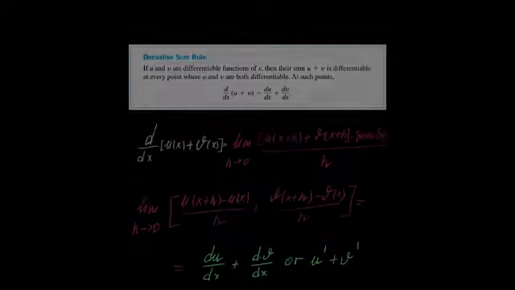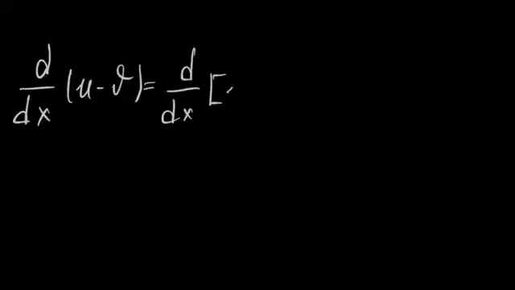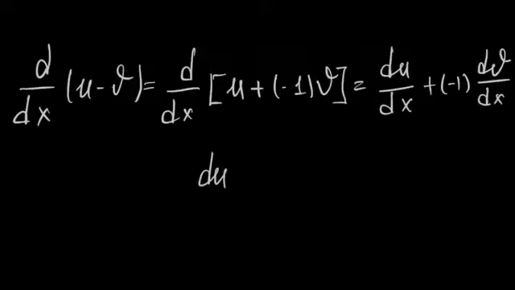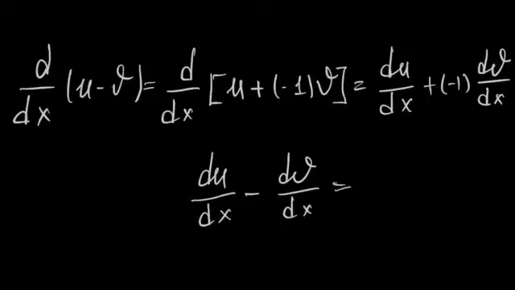Combining the sum rule with the constant multiple rule gives the difference rule, which says that the derivative of a difference of differentiable functions is the difference of their derivatives. The derivative with respect to x of u minus v equals the derivative with respect to x of u plus negative 1 times v. This equals the derivative of u with respect to x plus negative 1 times the derivative of v with respect to x. Simplifying this, we get the derivative of u with respect to x minus the derivative of v with respect to x. These rules make it easy to find derivatives of more complex functions by breaking them down into simpler components and applying the rules accordingly.